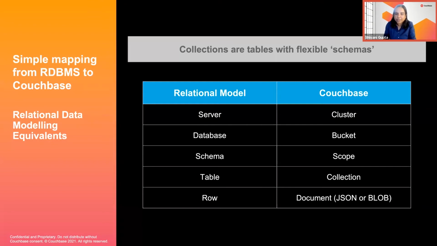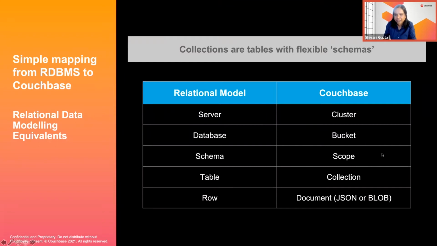Then relational databases, or at least some of them, have something called schema, which is essentially a grouping of tables as well as other derived artifacts belonging to the tables. So it's a little bit of a misnomer, because this word schema here does not really mean schema in the sense of the structure of data stored. So what is called schema in the relational world is equivalent to scope in the Couchbase model.